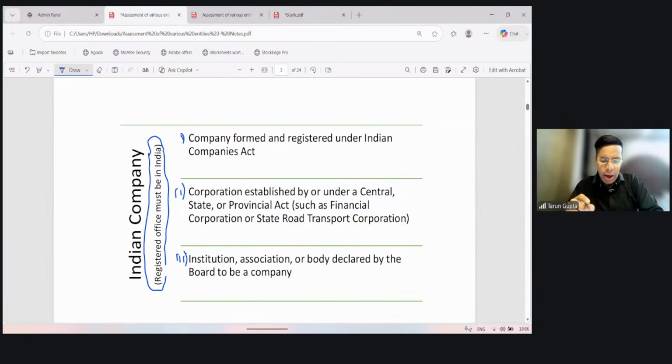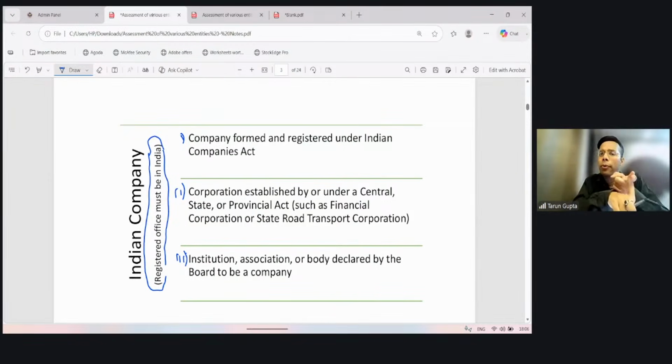So the first category is the company which is formed and registered under the Indian Companies Act, meaning either the Companies Act 1956 or the Companies Act 2013. If it is a company which is registered or incorporated under the Indian Companies Act, then it is an Indian company, provided it has a registered office and principal place in India. Or a corporation established by or under a Central, State, or Provincial Act, such as a Financial Corporation or State Road Transport Corporation. Okay, these are also treated as Indian company. And lastly, any institution, association, or body which is declared by the CBDT to be a company is also an Indian company.